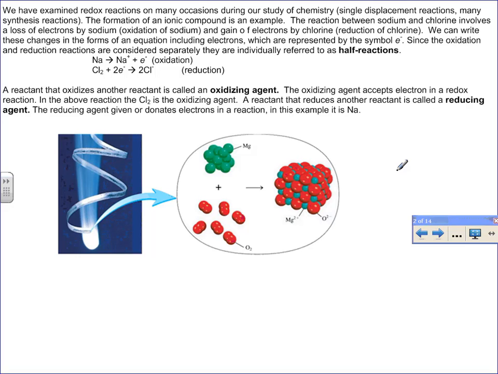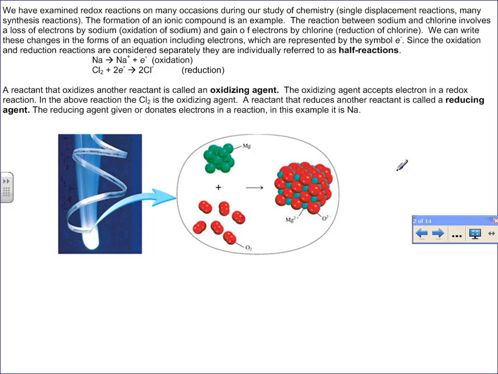Now we have studied oxidation reactions at several points during our study of chemistry. So for example, when we look at single displacement reactions or lots of synthesis reactions, like the formation of an ionic compound, these often involve a loss and gain of electrons or a transfer of electrons. Now, one of the things when we're studying oxidation reduction reactions that you're going to find that we do is that we split the reactions into what are called the half reactions. So we look at the oxidation and the reduction reactions separately from one another.